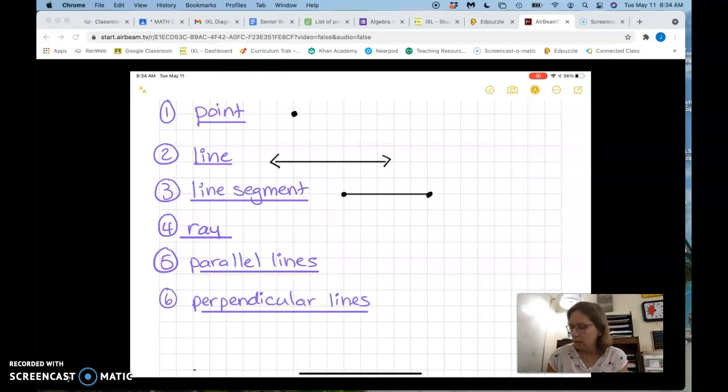A ray is a part of a line that goes in one direction only. So it'll have a point at one end and an arrow at the other.